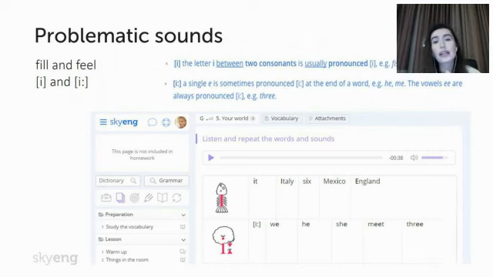Short vowel sound I as in Phil, fish, it, Italy, Mexico. And a long vowel sound E as in she, we, even, need, three.